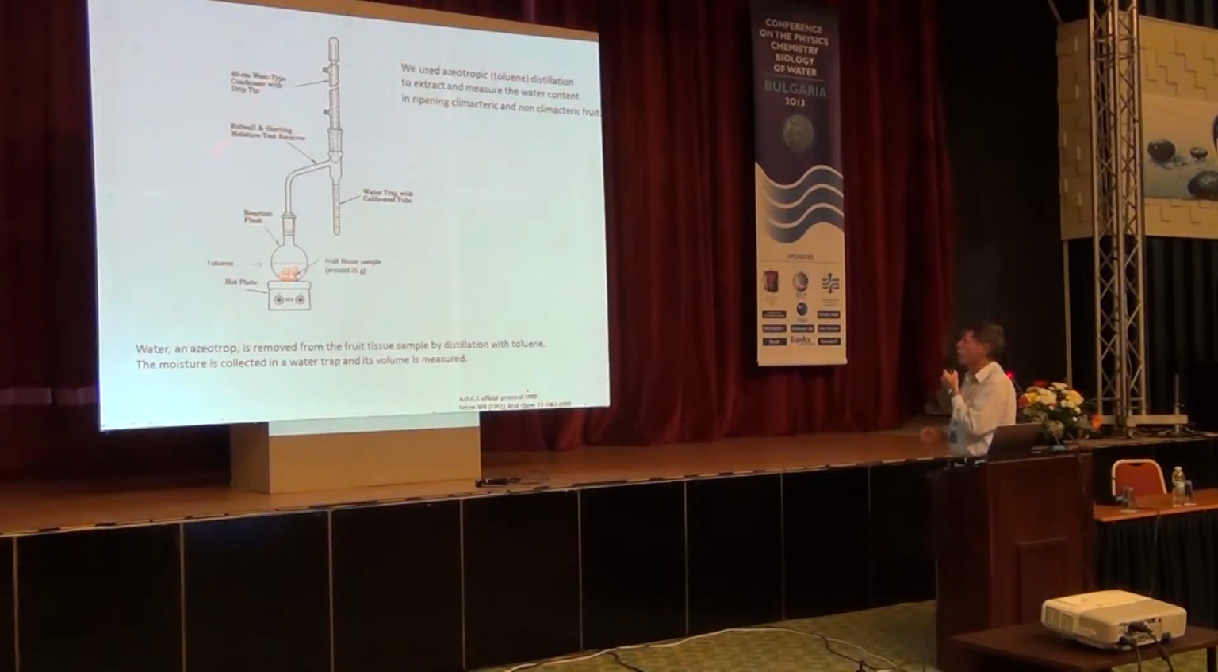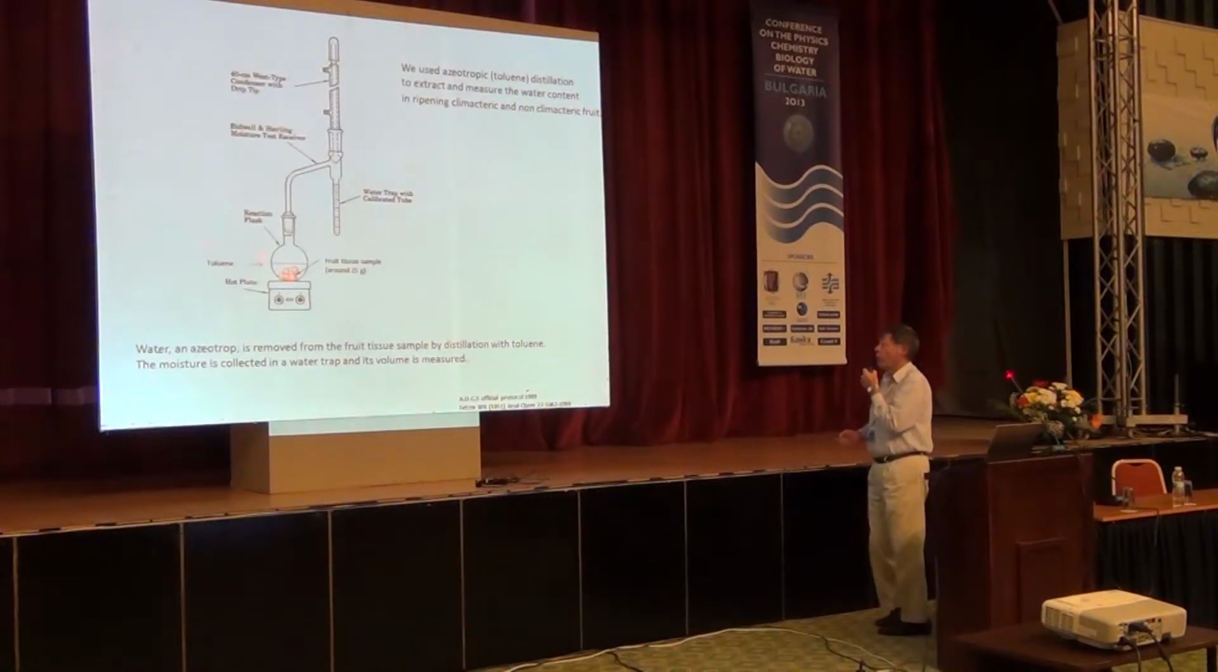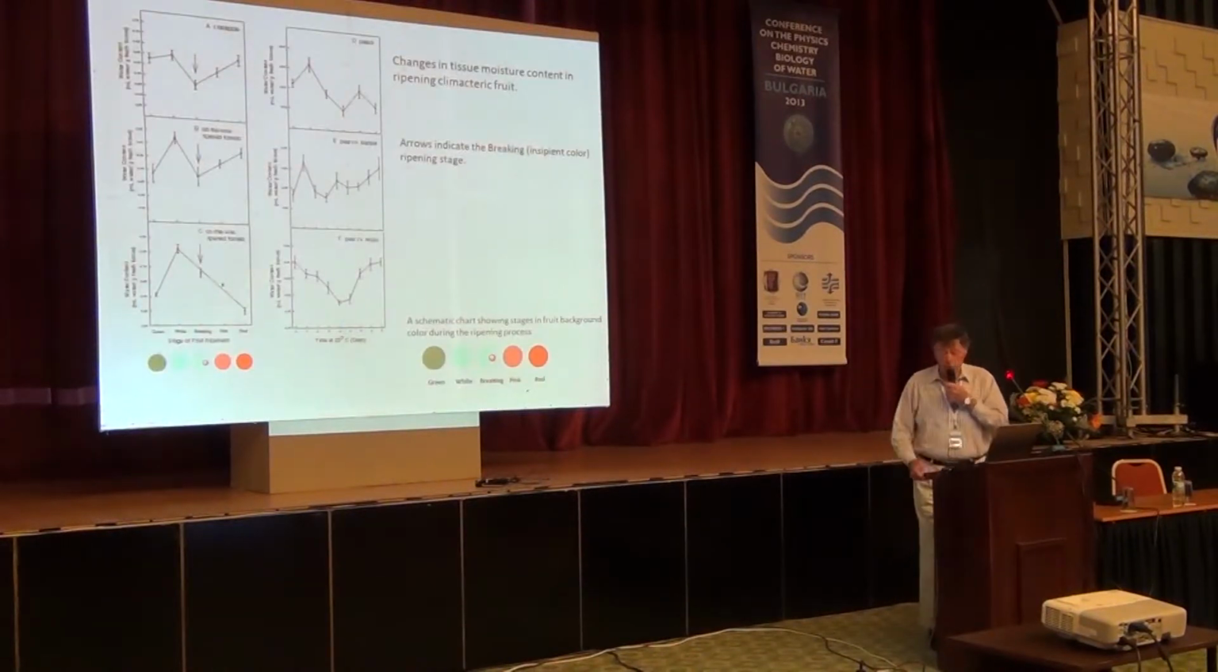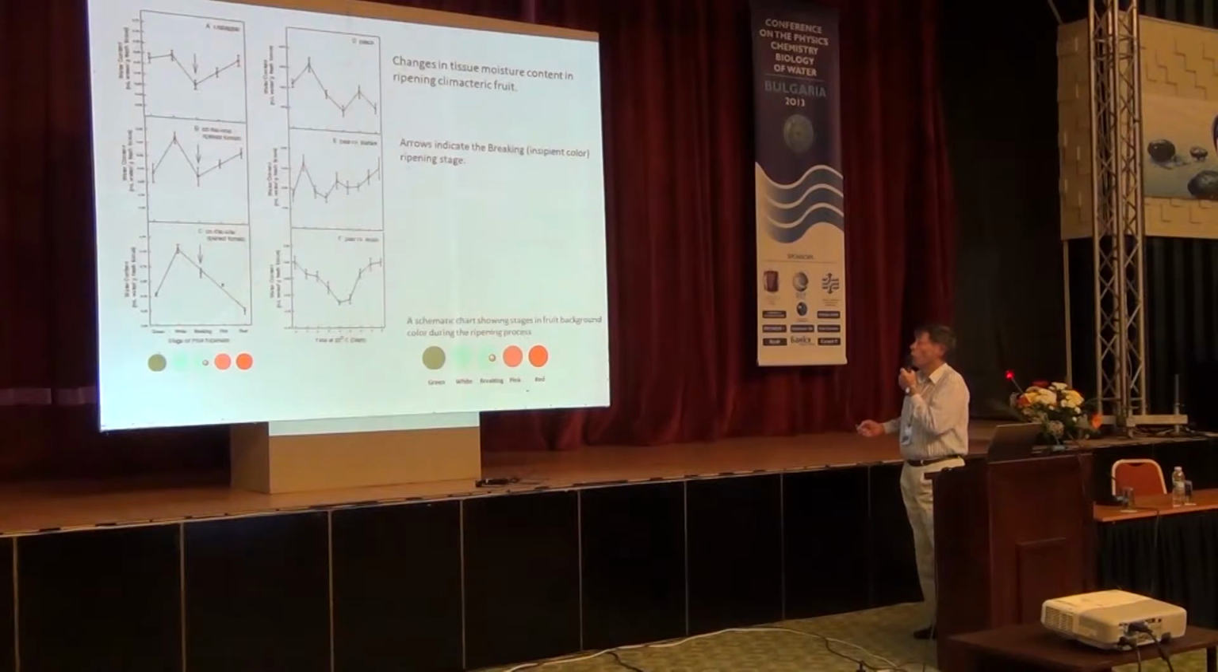azeotropic distillation. One immerses the fruit in toluene, one heats up the solution, the mixture is boiled off, water is separated, and it is collected in a water trap, side arm as shown here. And based on this method, we were able to observe the following. These are changes in the water content of climacteric fruit.